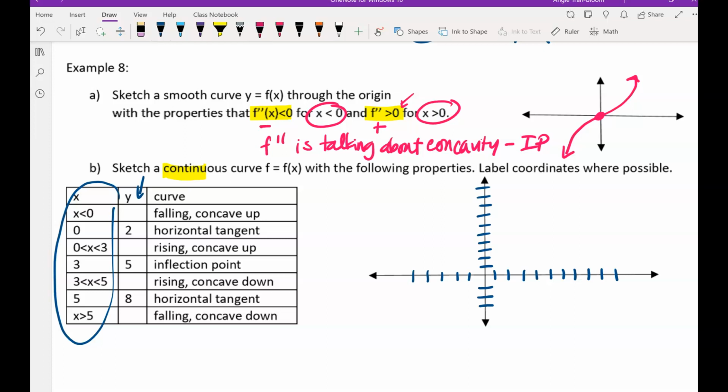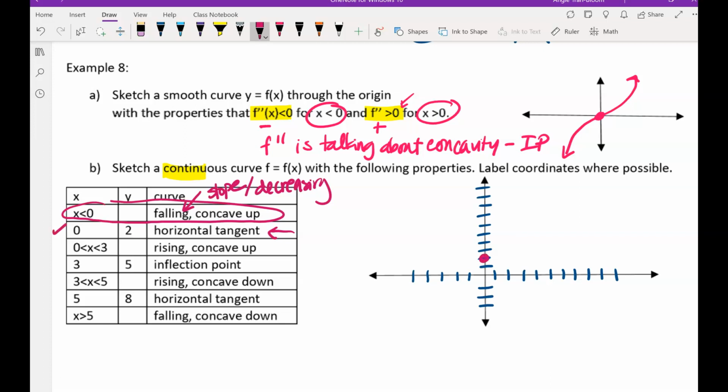On the left side, okay, of 0, it says falling and concaving up. Falling is describing the slope. Okay, falling is another way of saying decreasing. Okay, so on the left side of 0, it says falling and concaving up. And the next time it says, okay, well, at x equals 0, I'm going to go up 2. I'm going to do all the ones I know how to do.